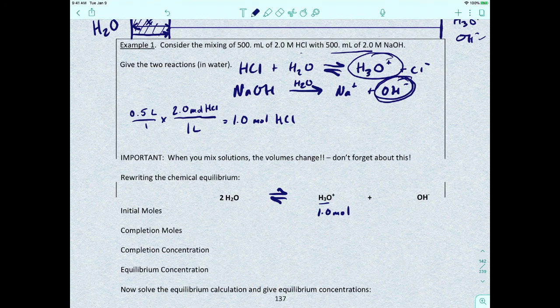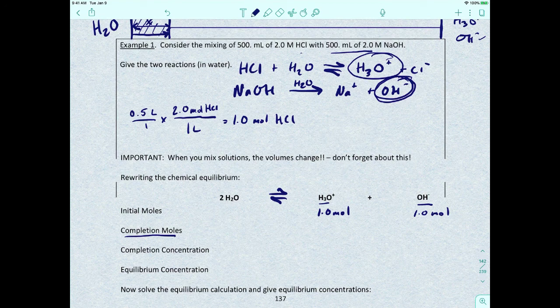So we're going to do the same thing. And again, we're going to get 1 mole of OH minus. So think of it this way. The amount of moles of acid and the amount of moles of base are already equal to each other. So that means that the pH should be neutral. Okay. All right. So now what we're going to look at is the completion moles.